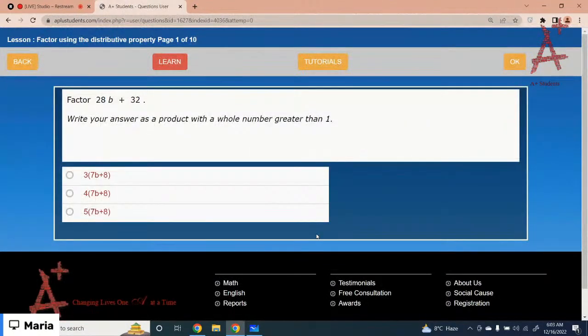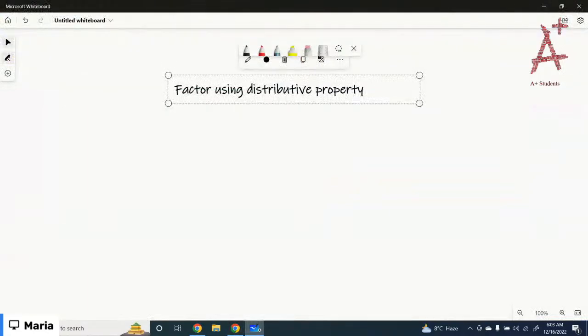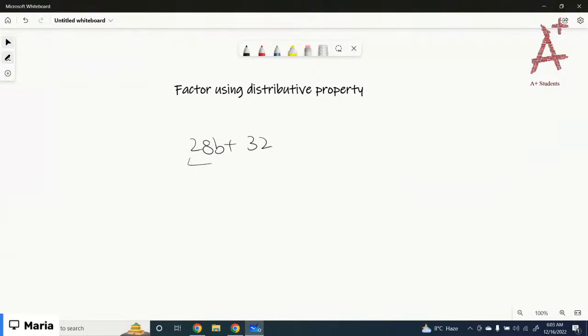Okay, factor 28b plus 32. Write your answer as a product with a whole number greater than 1. So you have to do 28b plus 32. Let's just write down the factors of 28 and 32. Factors means the numbers that when multiplied make 28. 1 times 28 is 28. Then you have 2 times 14 is 28.